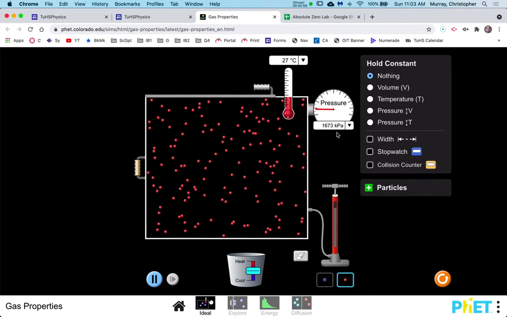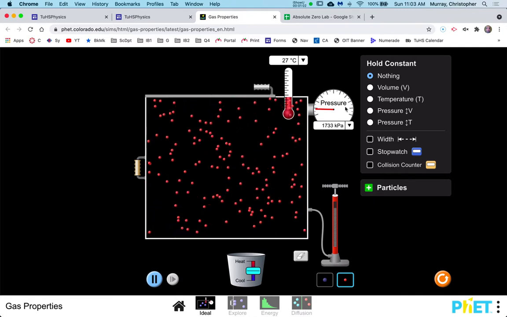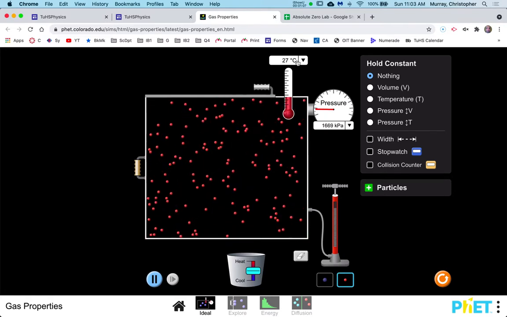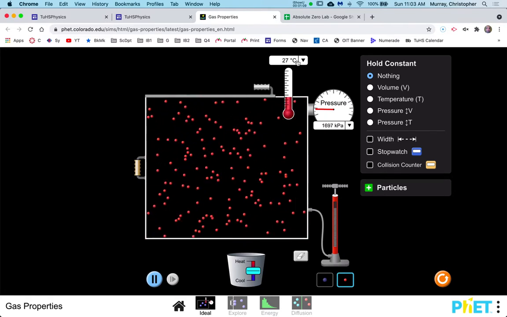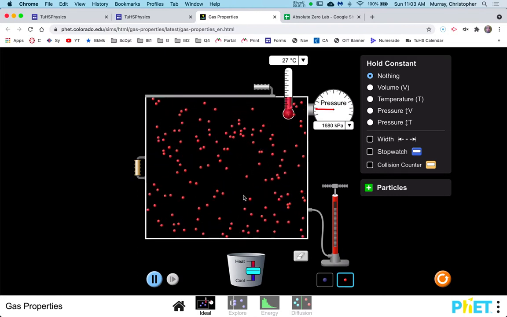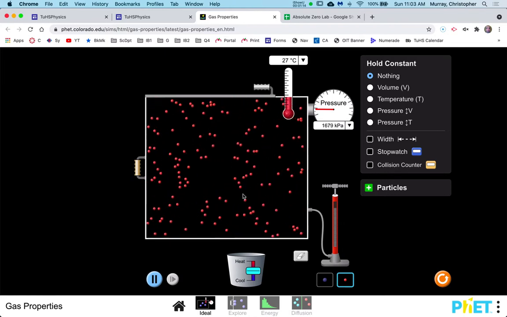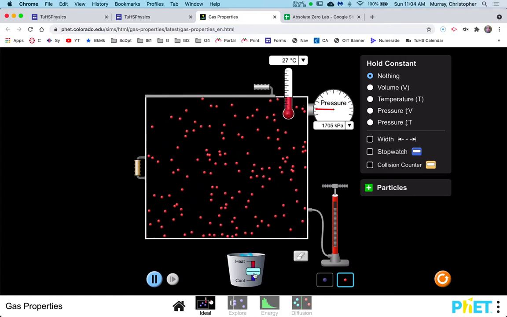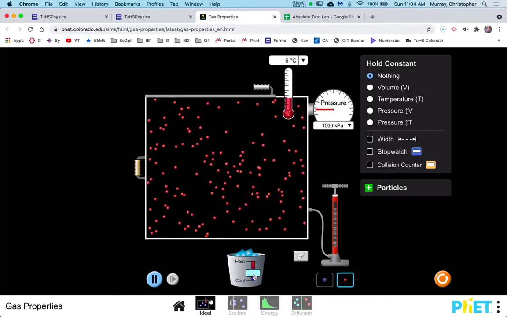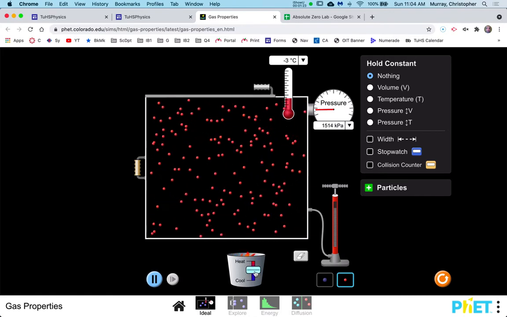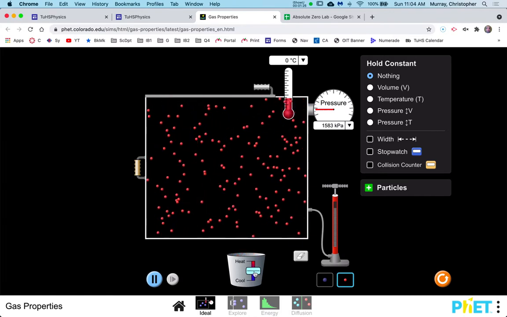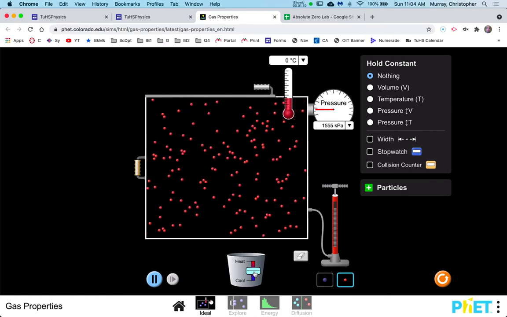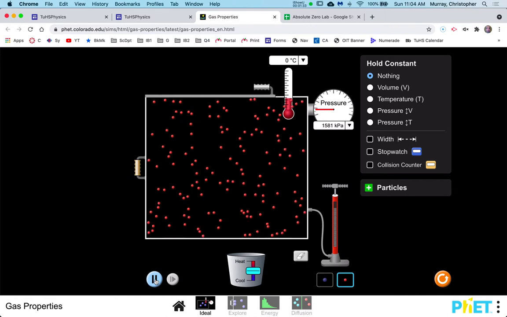Now, what we want to do is take data points at 0 Celsius, about 30 Celsius, about 60, about 90, and 120, okay? And this is sort of what we would have done in the classroom. So let's cool this down to 0. I'm just pulling this down, whoops. There we go. Cool it down to 0 and let it sit for a little bit. And then to get a data point, what you're going to do is just pause it.